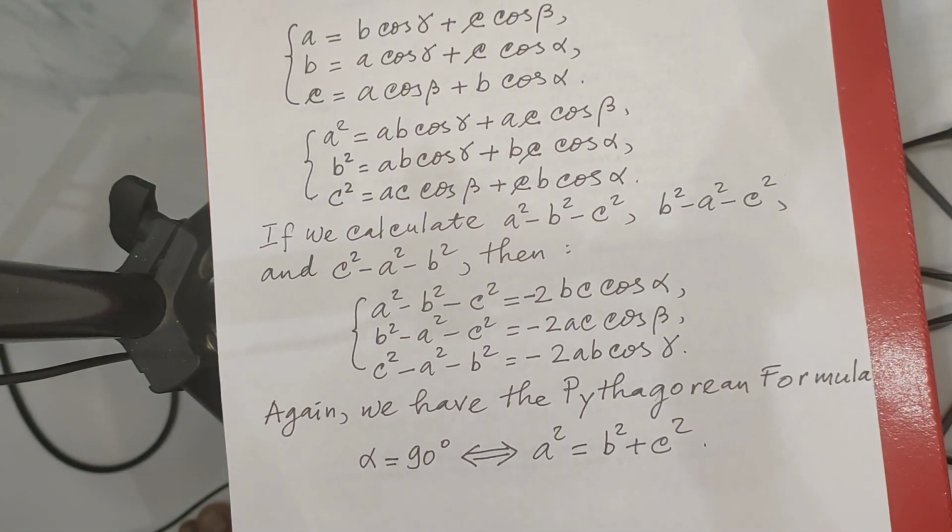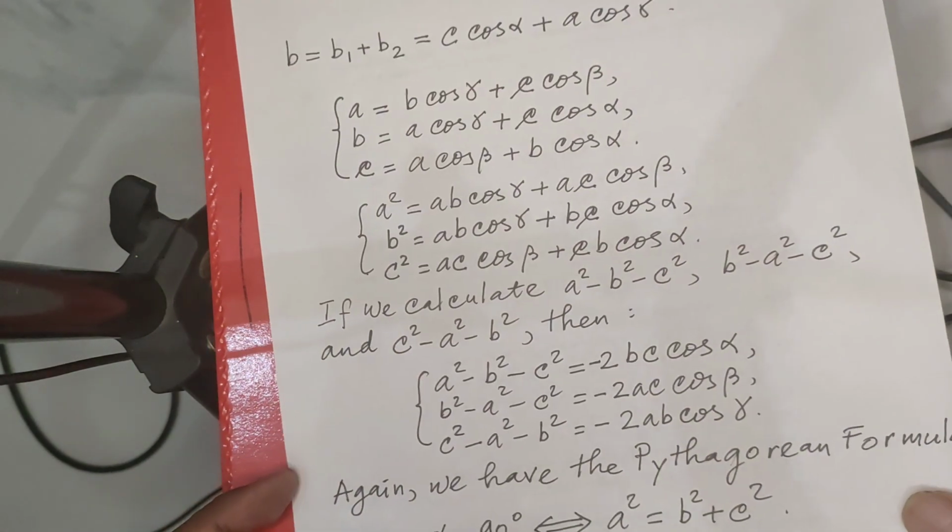Right now, the Pythagorean formula has the form of characterizations. For example, angle a equals 90 degrees if and only if a to the power of 2 equals b to the power of 2 plus c to the power of 2.